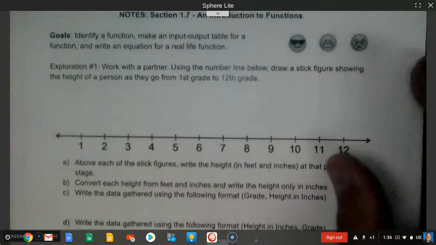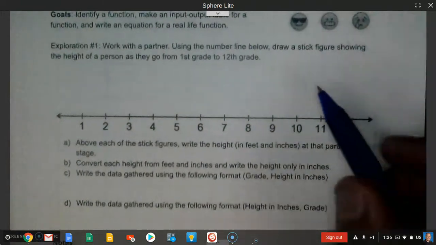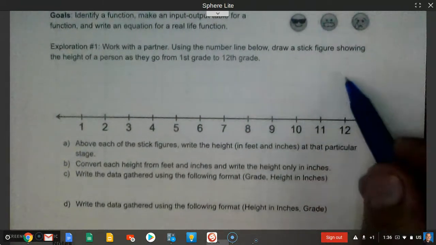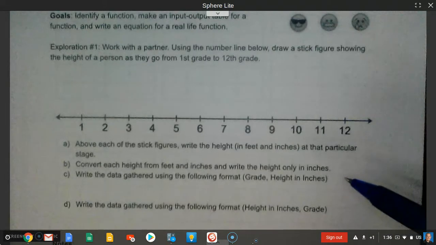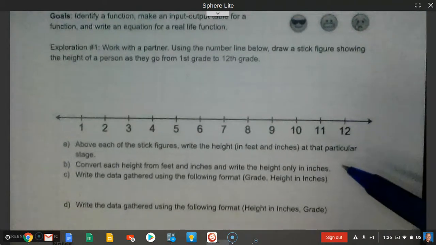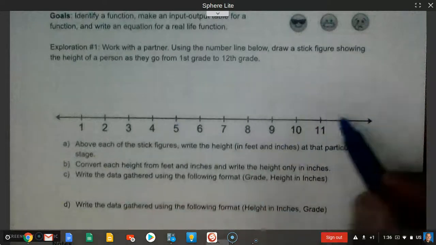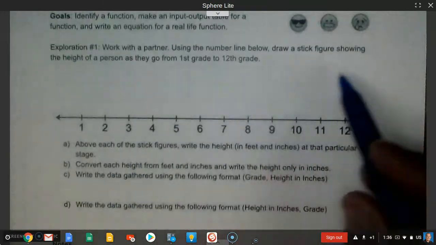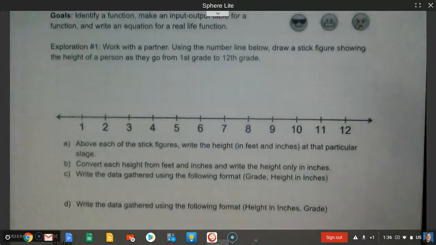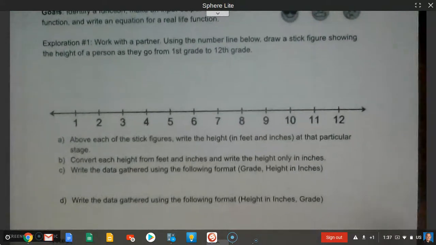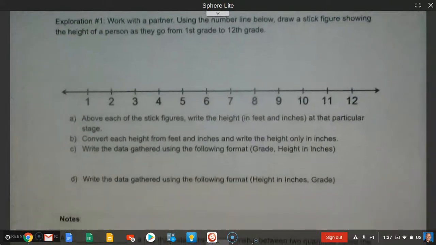So first thing we want to do is your exploration. Work with a partner. Use the number line below. Draw a stick figure showing the height of a person as they go from 1st to 12th grade. So we want to see how they differ going from 1st grade to 12th grade. We're going to let you do that. We're going to talk about that one in class.